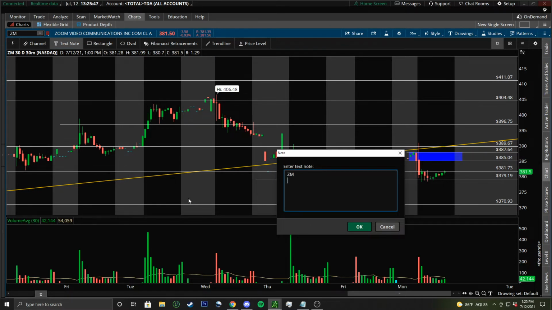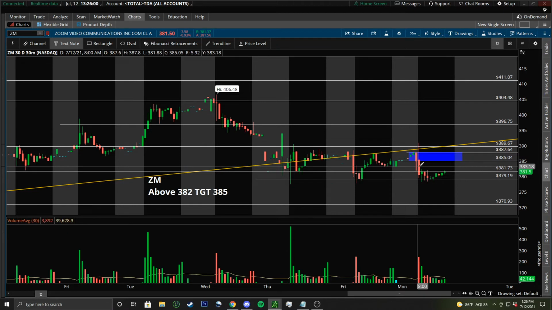well, first you want to type the ticker, and then type above, let's say, 382, or you could say 381.75, and then you're going to want to target 385, and then bam, you have your first trade plan right there. So above 381.75, you can target in the middle of this range or that 385.